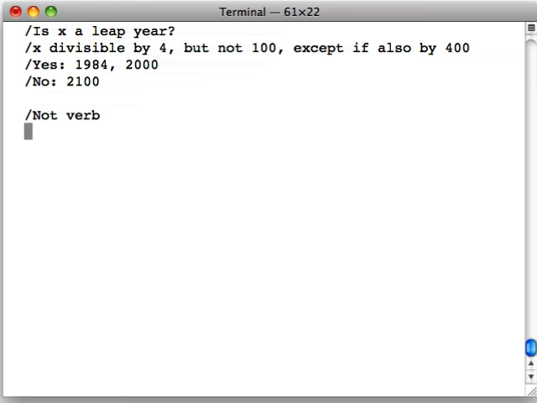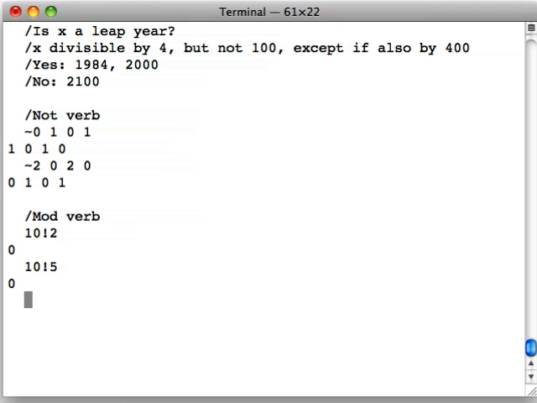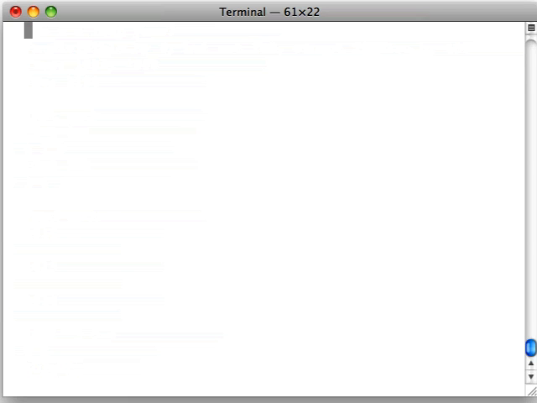The not verb flips values in the Boolean sense. The mod verb computes the standard modulo operation. This tick mark lets us take the modulo of several terms. We now have enough to build our leap year function.